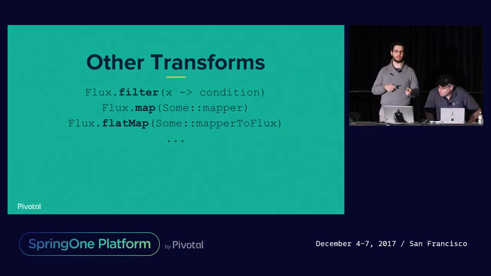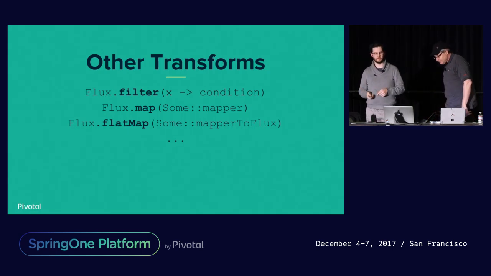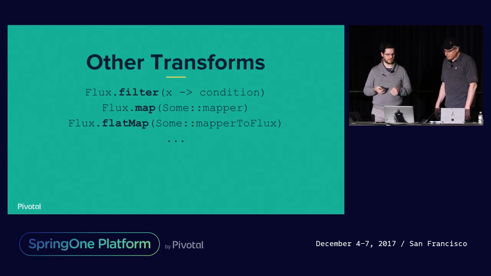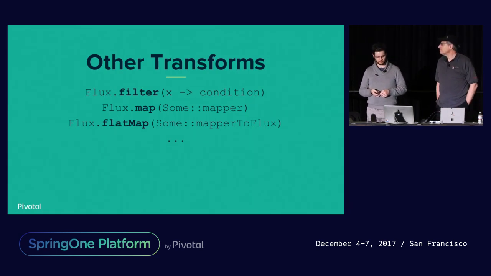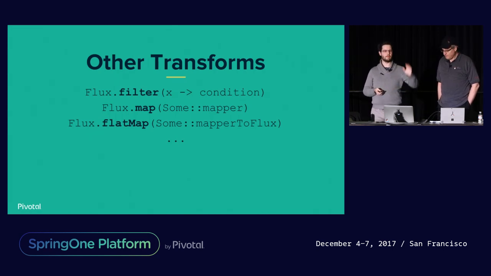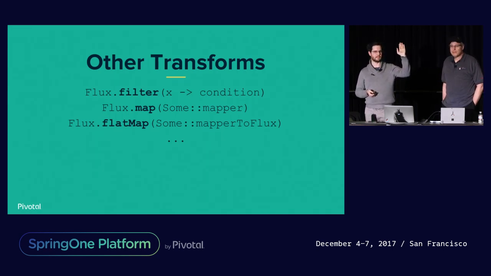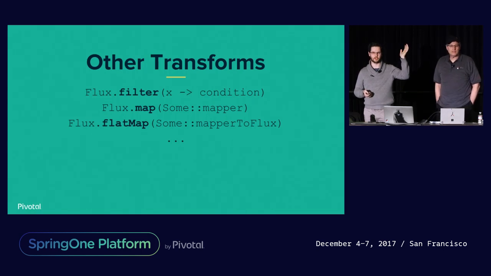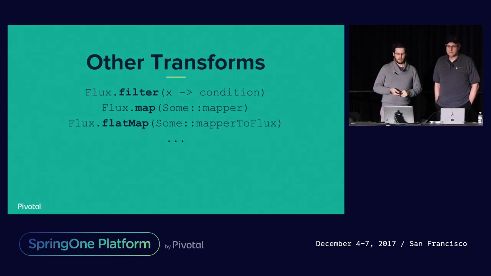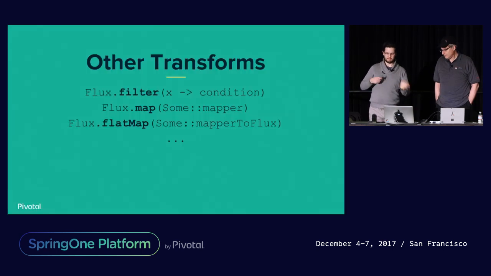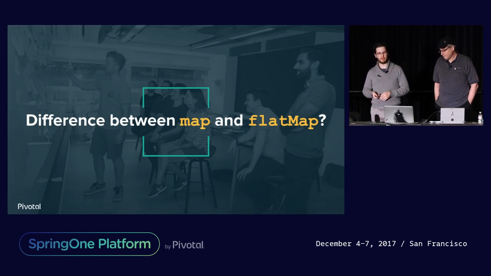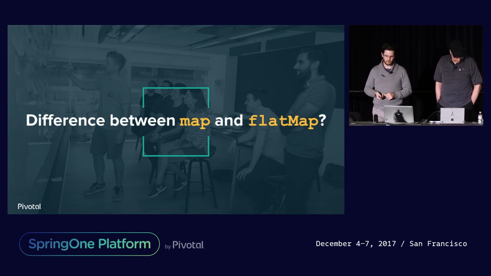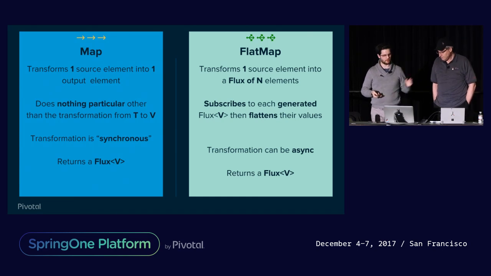So map takes a function that transforms a T into a V and produces a flux of V. There's a flat map. How many people have played with flat map in the Java 8 stream or in functional programming? Okay, so yeah, flat map has kind of the same signature as map, so you might wonder what's the difference between map and flat map. That's usually one of the first questions that you ask on your reactive journey. So I want to dig a bit into that before we do all the live coding.